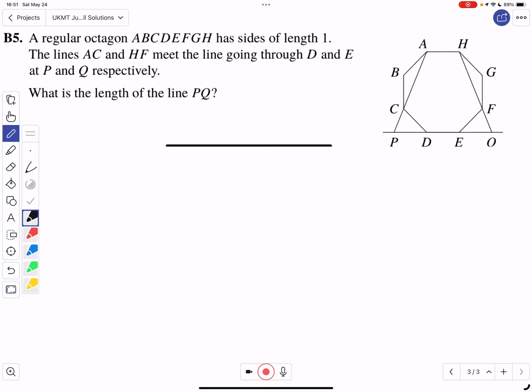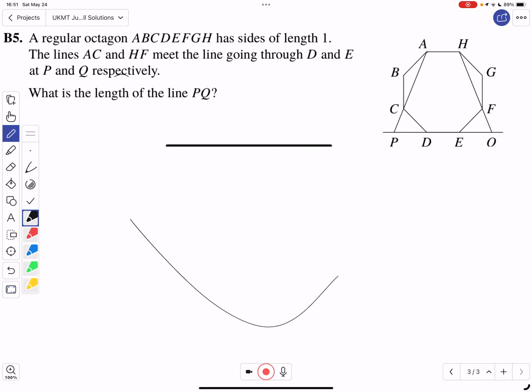Problem B5. A regular octagon ABCDEFGH has side lengths of 1. The lines AC and HF meet the line going through D and E at P and Q respectively. What is the length of the line PQ?